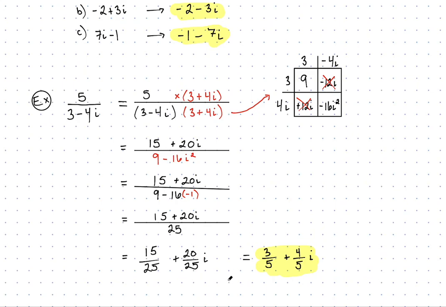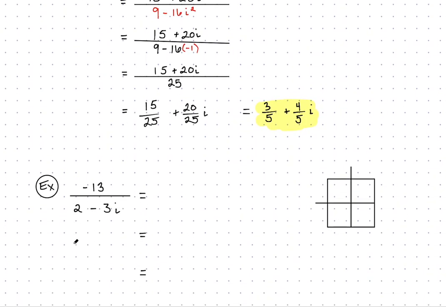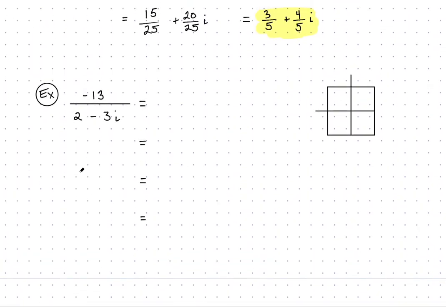All right, let's do one more. It's going to feel kind of similar, but we'll do one more in case you want it. Feel free to stop now if you think this is good enough to get you going. But if you like it, let's do the last one. All right, the last one is negative 13 divided by 2 minus 3i.